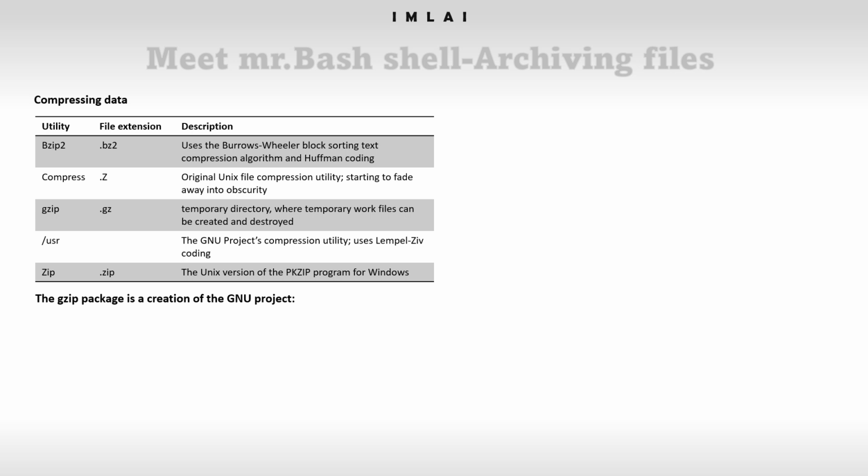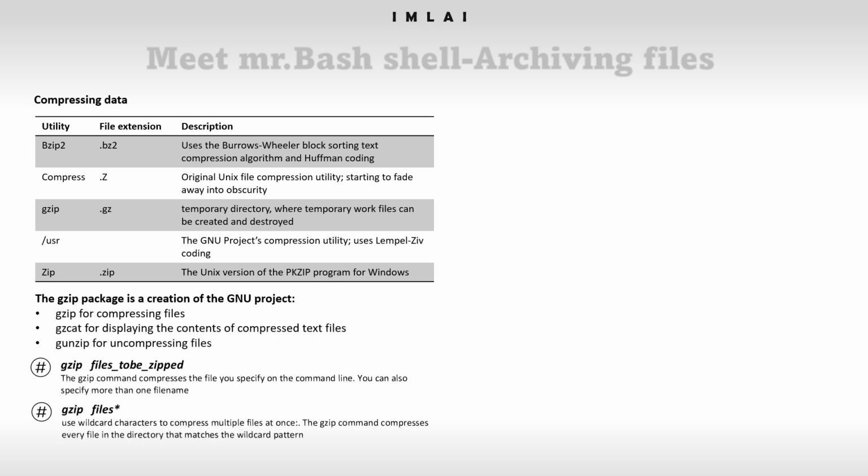This package includes these files. It consists of gzip for compressing files, gzcat for displaying the contents of compressed text files, and gunzip for uncompressing files. So these are some other utilities besides gzip. Gzip is widely used, but we have bzip2 to compress, and then zip. So these are other utilities. The gzip package is the creation of the GNU project.